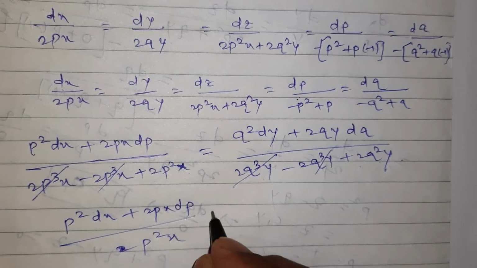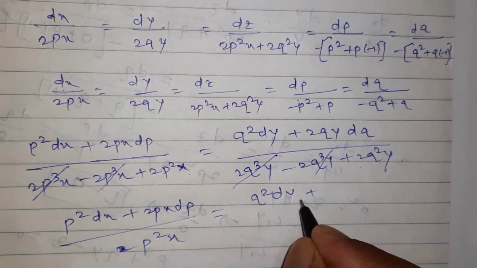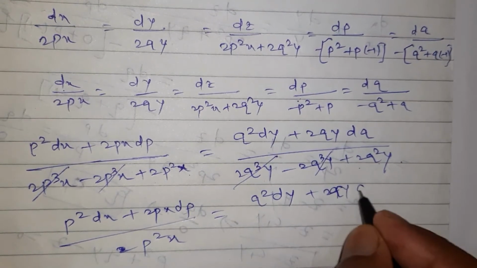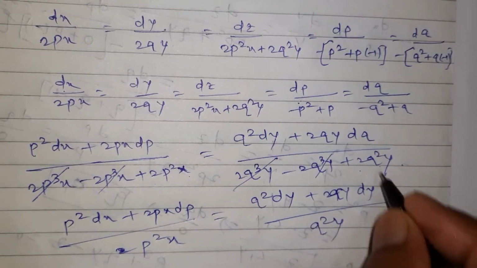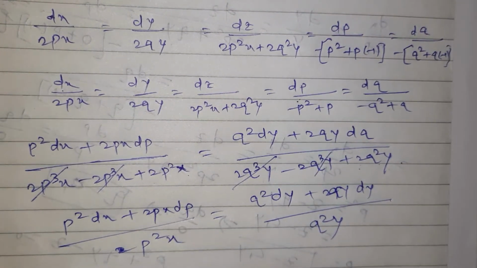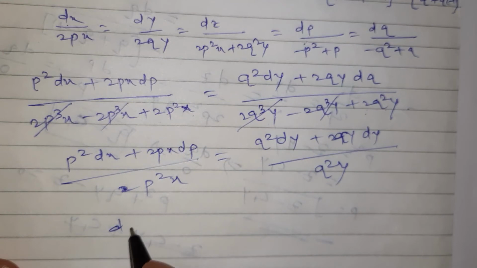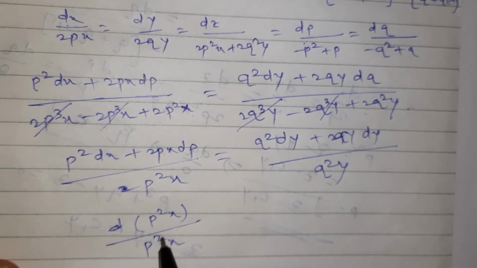p²x is equal to q² dy plus 2qy dy upon q²y. This 2 and this 2 get cancelled. Understood? Now I can write this as a derivative of, I just use the notation, derivative of p²x upon p²x. Do you agree with this?